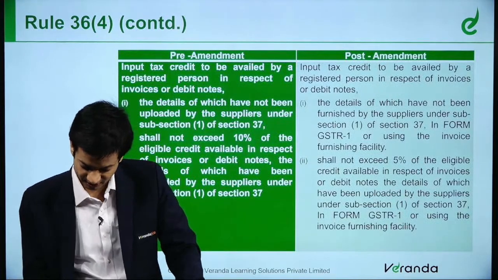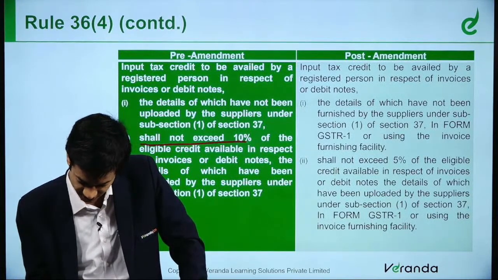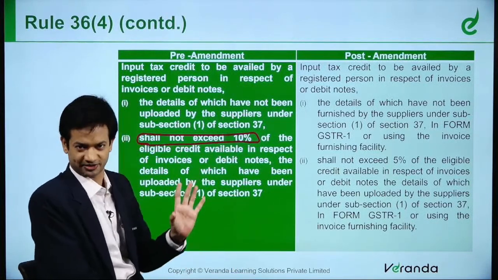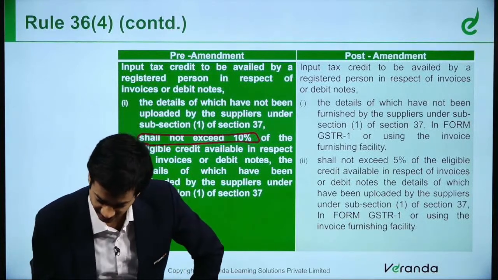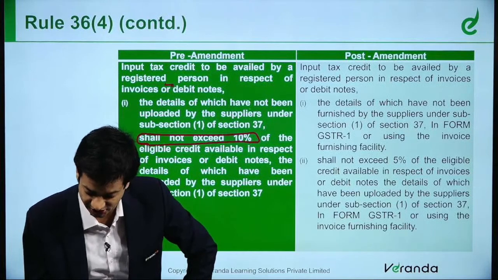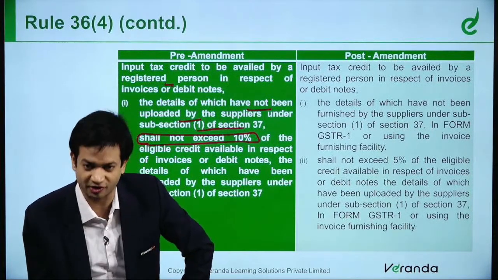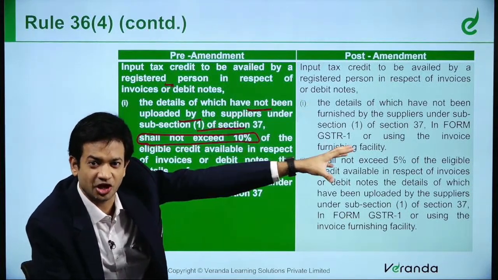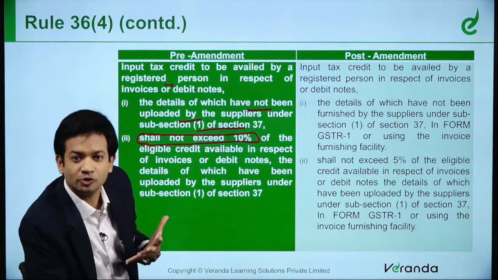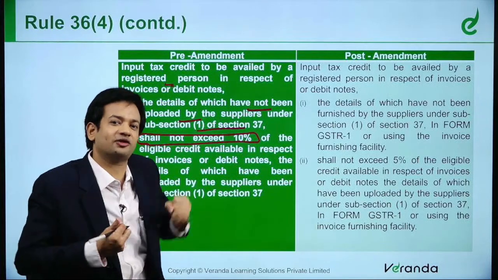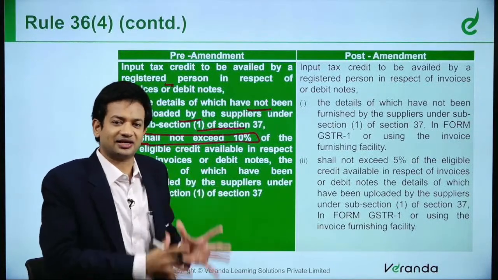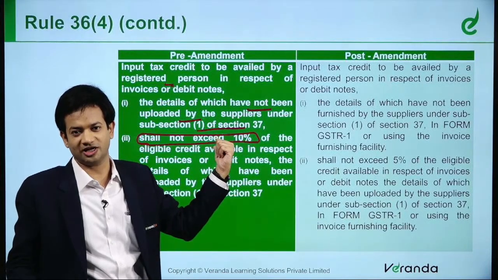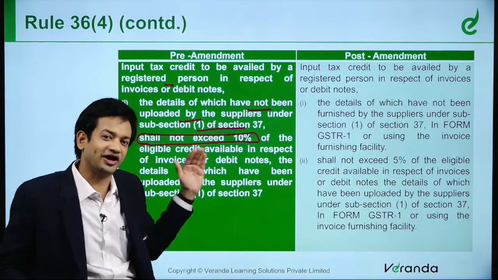So basically earlier the provision was shall not exceed 10%. Earlier the point was you cannot take credit more than 10%, right? See, input tax credit to be availed by a registered person in respect of invoices or debit notes, the details of which have not been uploaded by the supplier in sub-section 1 of section 37. 37 talks about GSTR1, who have not uploaded, because only if my supplier files in GSTR1, the ITC will reflect in my GSTR2B. If it doesn't file return, credit will not reflect. In my previous example, up to credit of 20 lakhs, my suppliers failed to file the returns up to the due date for GSTR1 as per section 37, right?